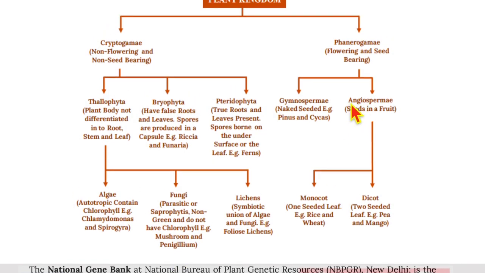Now, phanerogamy will include gymnosperms and angiosperms. Gymnosperms are those plants that have naked seeds, and angiosperms have seeds in a fruit. Angiosperms are of two types, monocot and dicot. Monocots are those that have 1 seed leaf, and dicots have 2 seed leaves. Examples of dicots would be pea and mango. Examples of monocots would be rice and wheat.